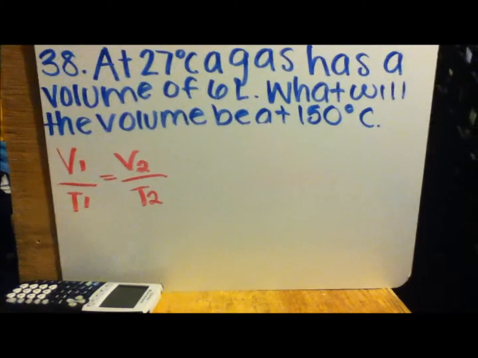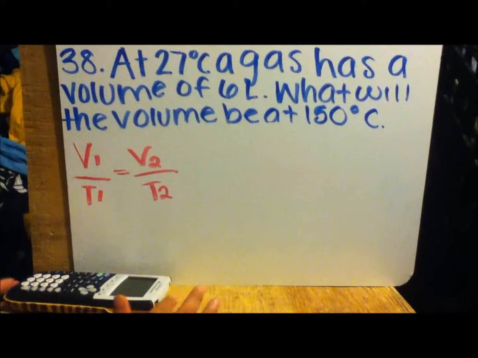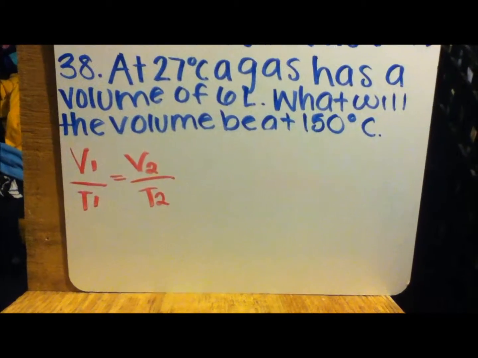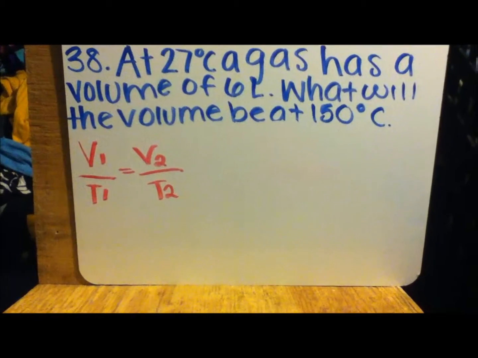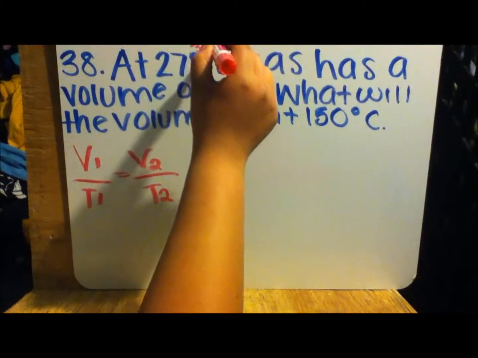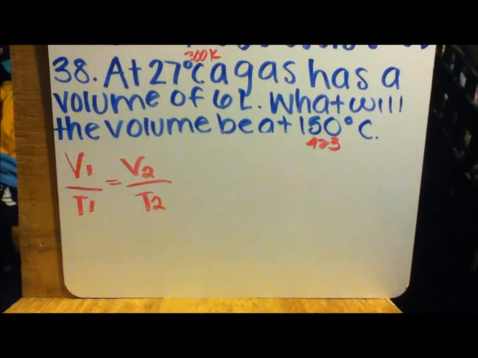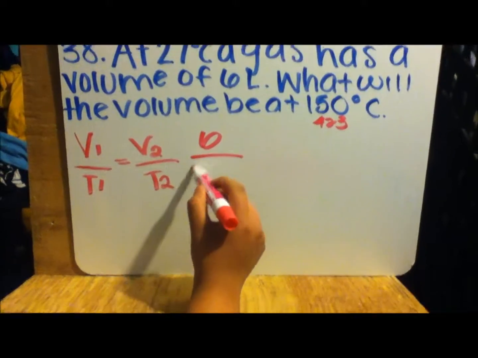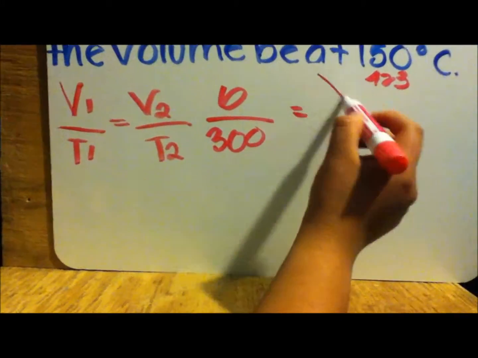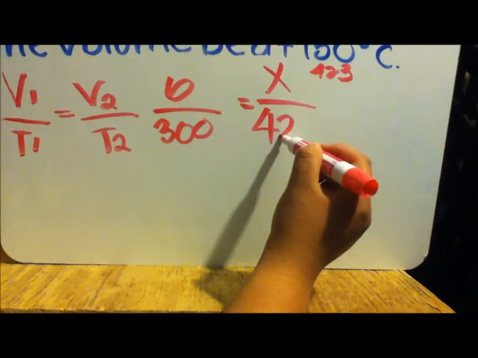So we're going to get started with this example. To start our first example for Charles' law, we first need to convert the Celsius into Kelvin, and to do that, all we have to do is add 273 to each. So our first one would be 300, and the second one would be 423, and then we just plug it into the equation. So our first volume would be 6 over the first temperature, which is 300, and it equals the one we're trying to look for, which is the volume 2, over 423.